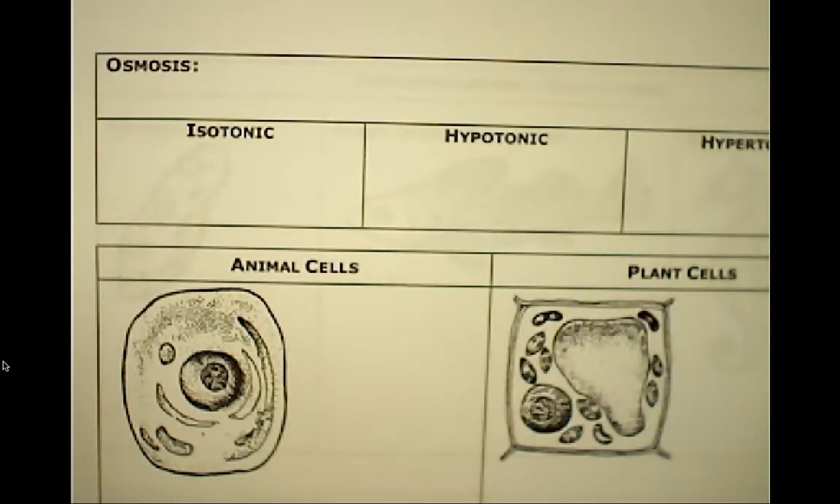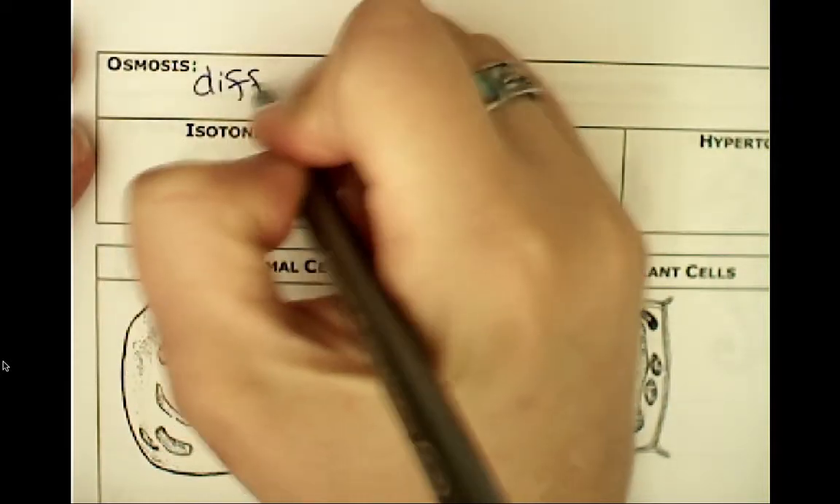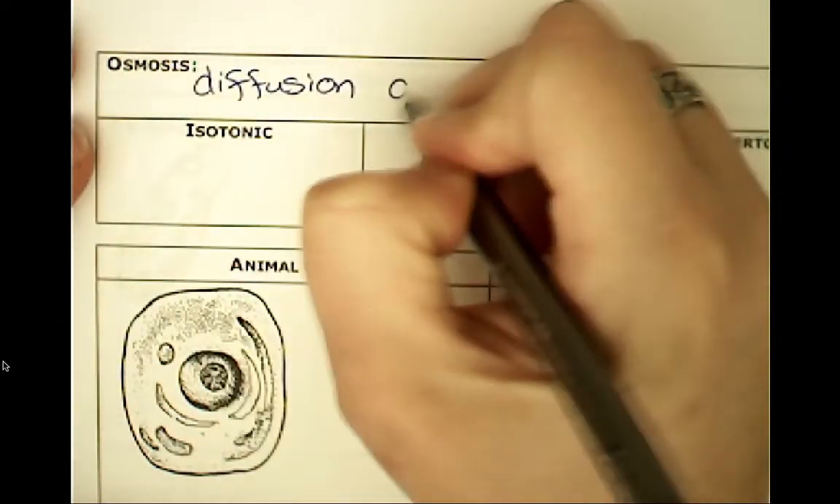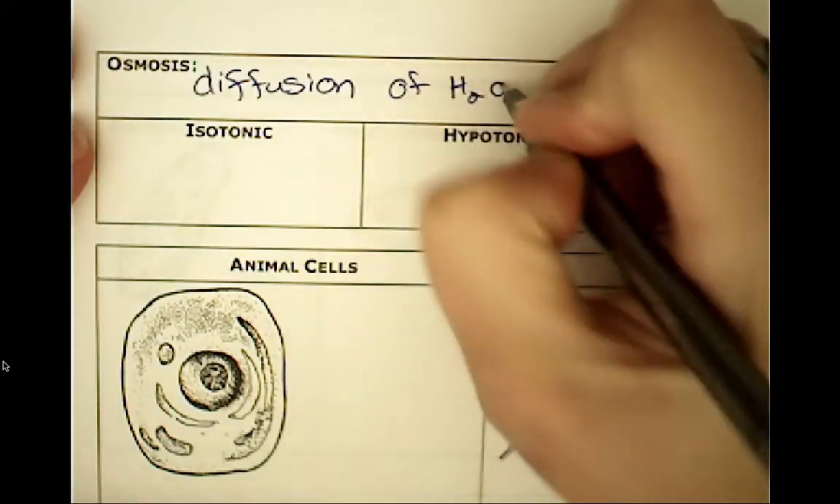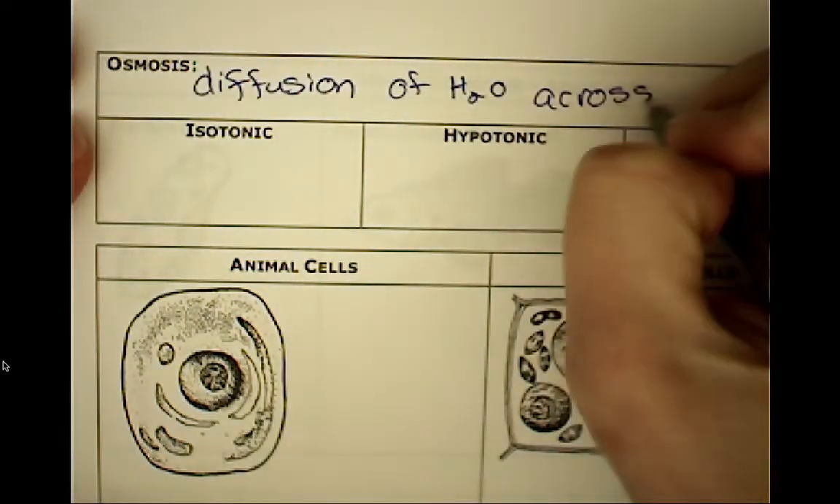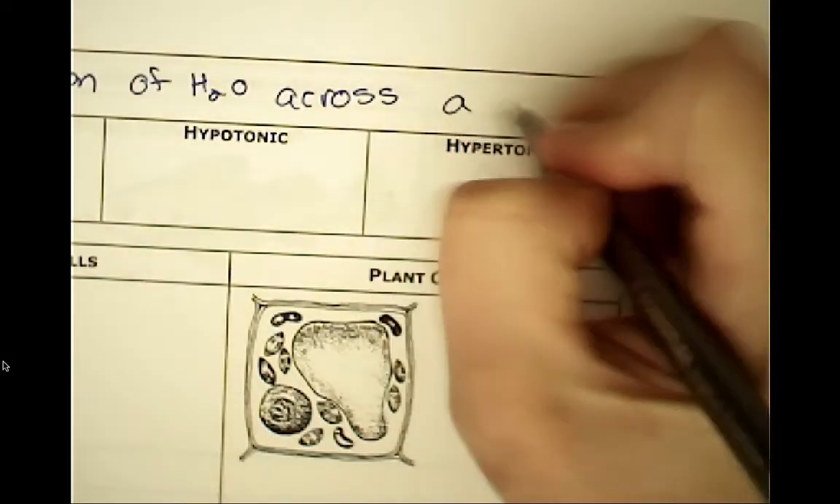Okay, so let's look at a very specific type of diffusion, which is the idea of osmosis. So osmosis has to do with water, okay? So it's the diffusion of water across a selectively permeable membrane. And we're going to look at this in lab. So it's the diffusion of water across, I'm just going to write, a membrane.